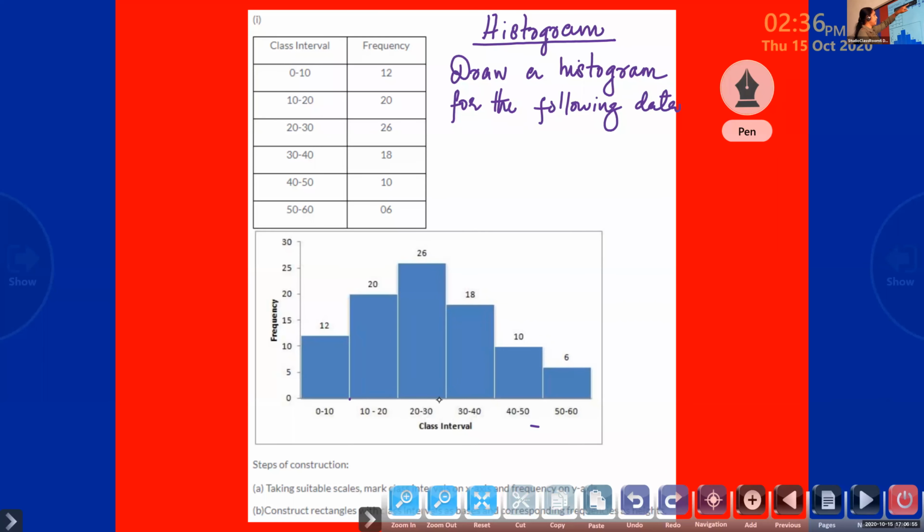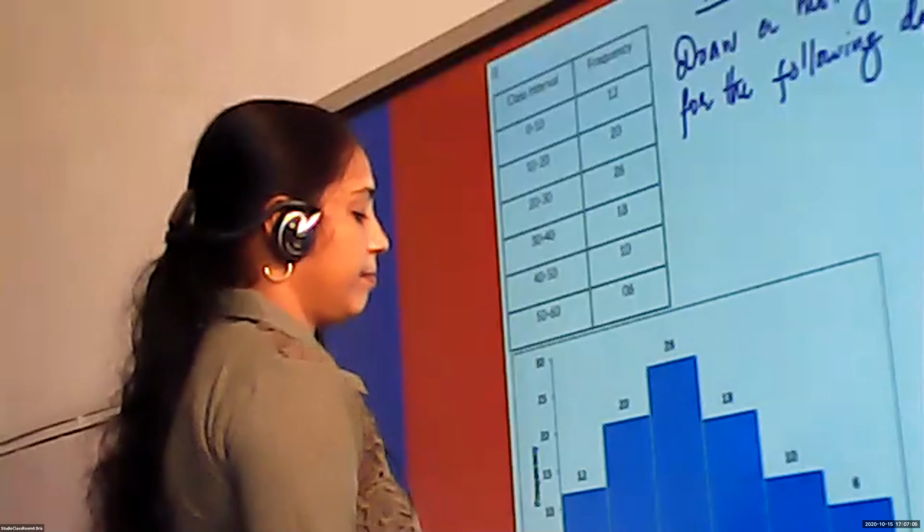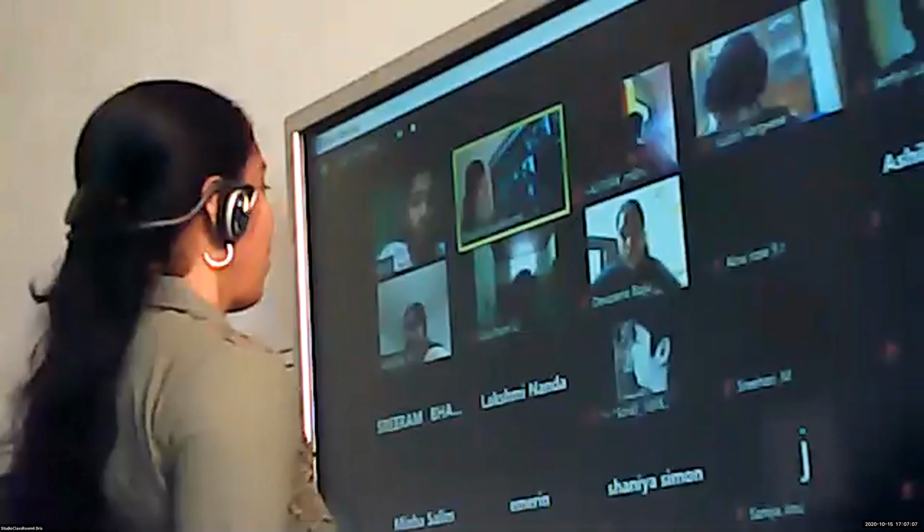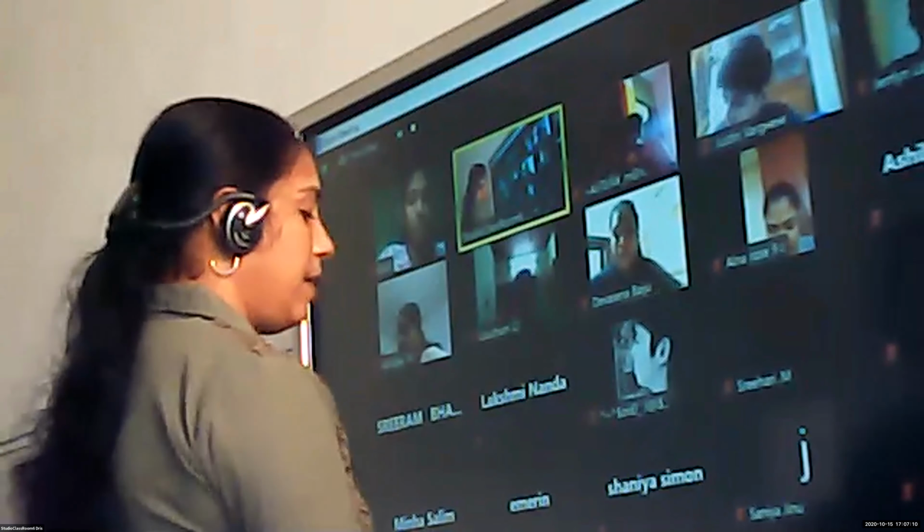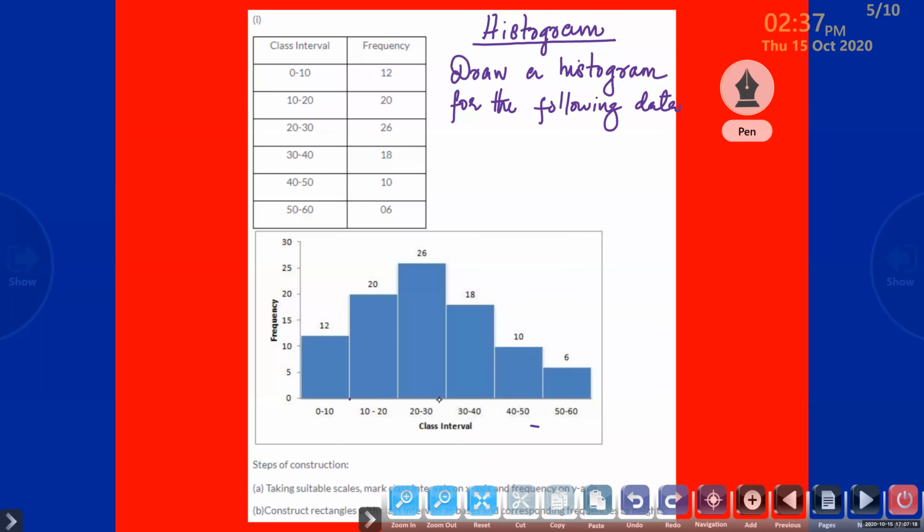Did you write the question, all of you? No, ma'am. Question only, don't draw the graph. Only question, okay? Ma'am, can you show one more time? Yes, yes. Only question, children. And this is also a homework to you.